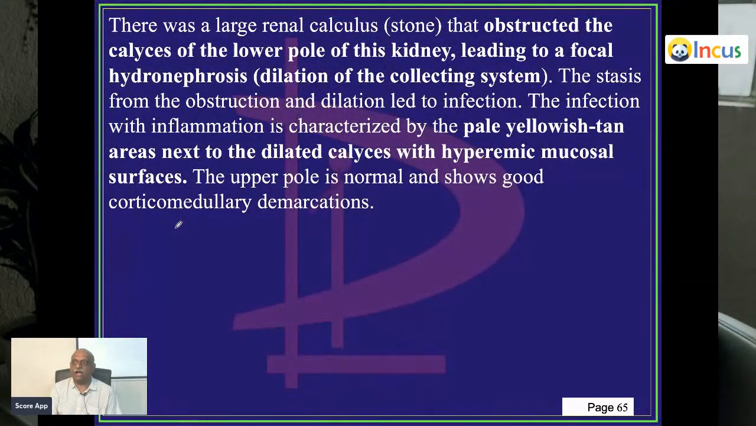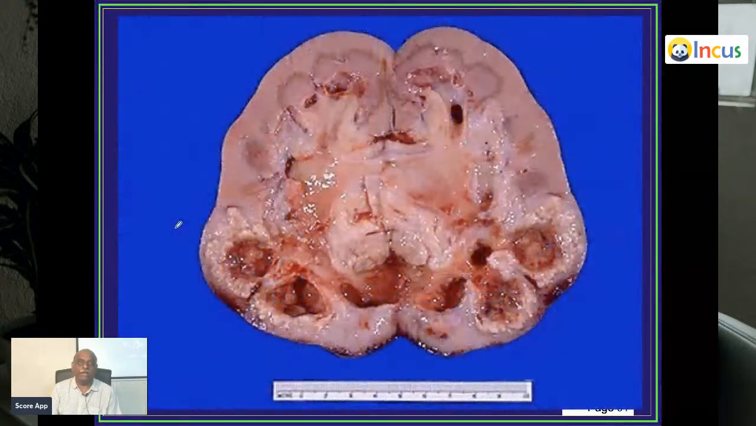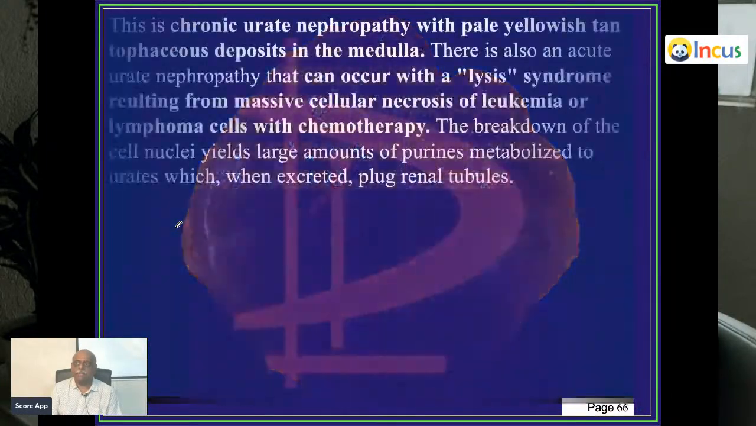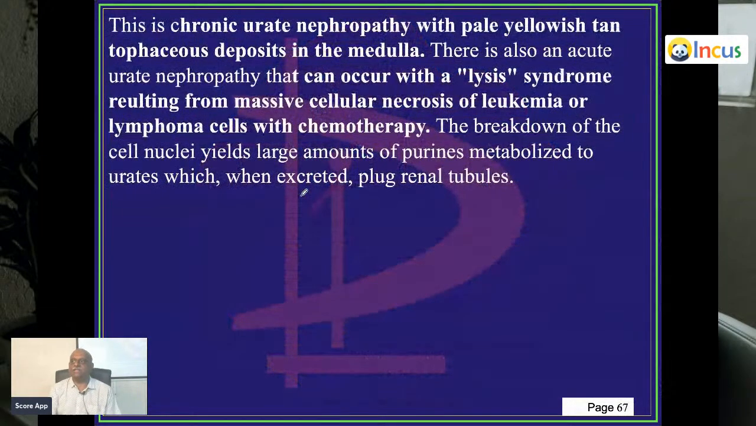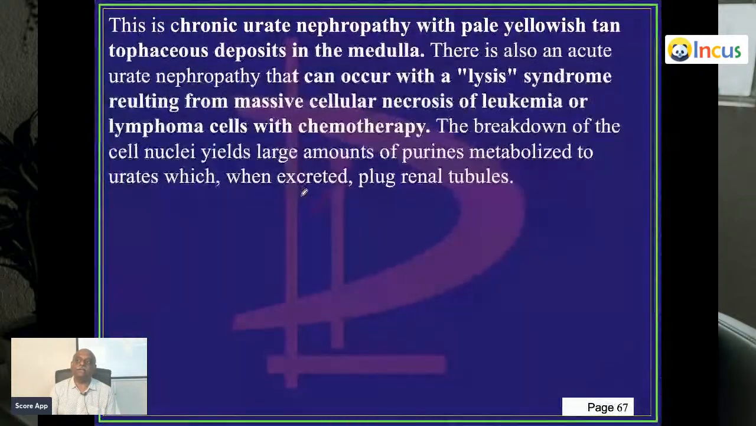This is a large renal calculus obstructing the lower pole of the kidney, leading to hydronephrosis, which is what you are able to see. This is another example of chronic urate nephropathy, where the tophaceous deposits of urate crystals are seen in a patient of lymphoma who is having tumor lysis with the resulting release of uric acid, leading to urate nephropathy.